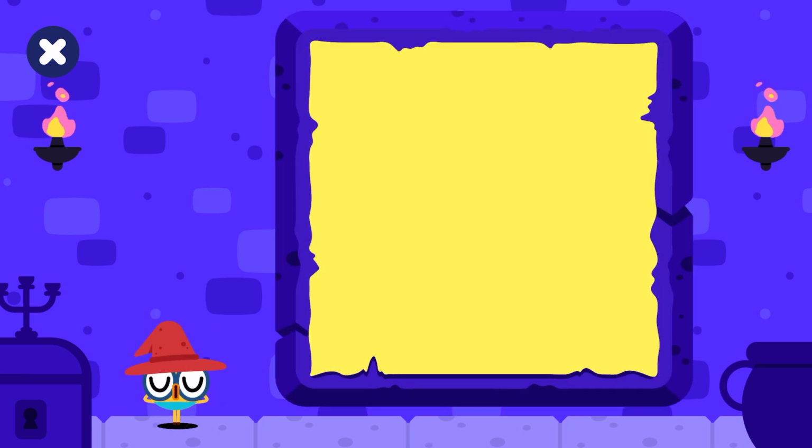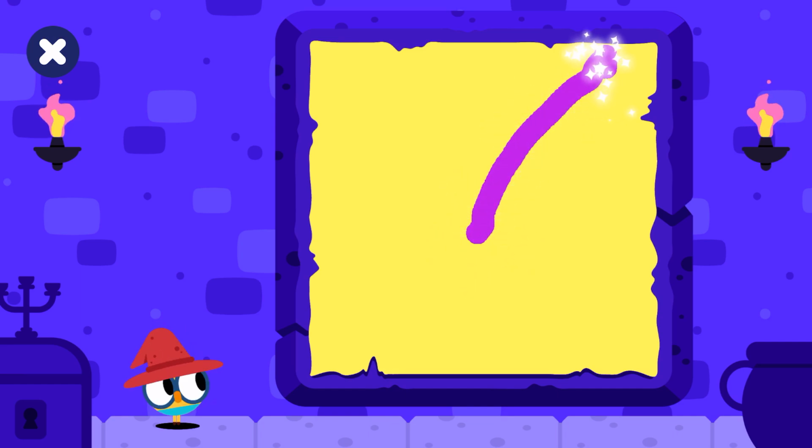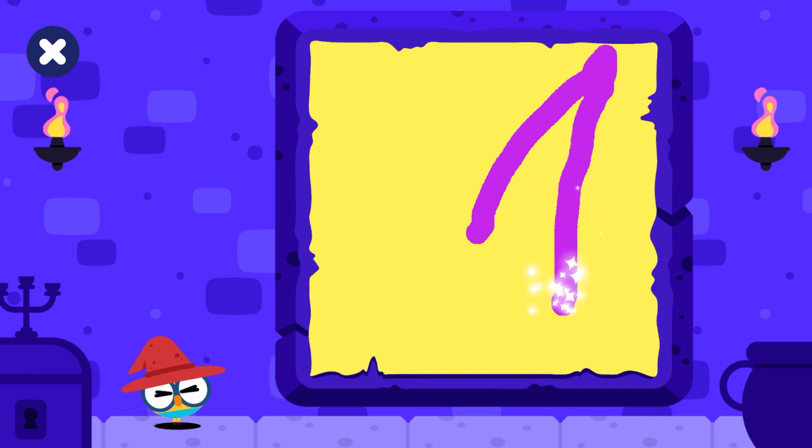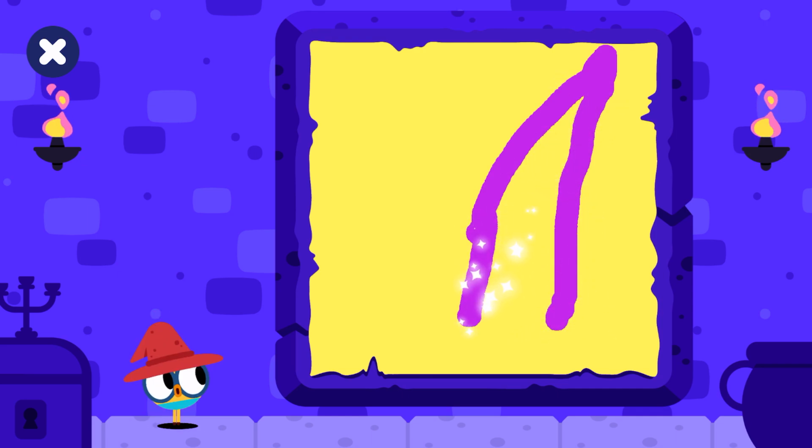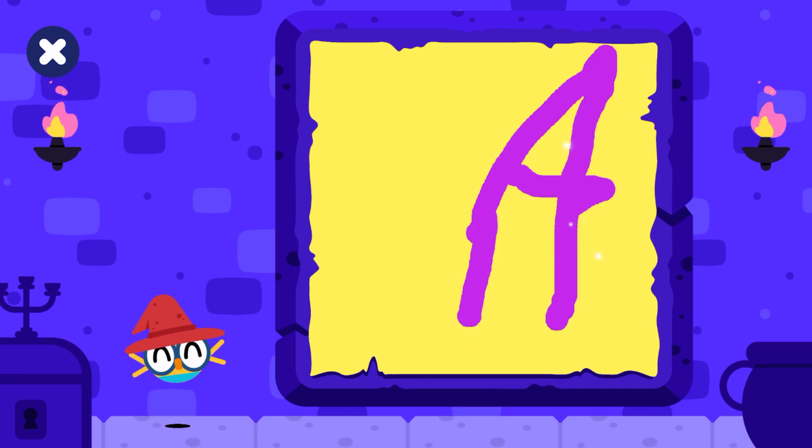Let's practice with the magic wand. Move the magic wand. Yes, your magic wand works.